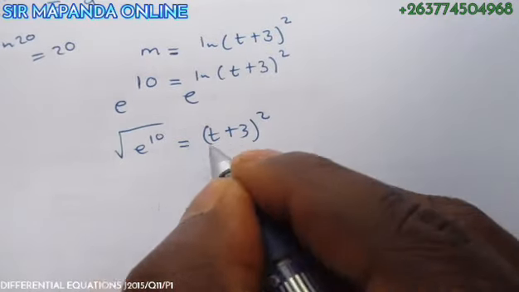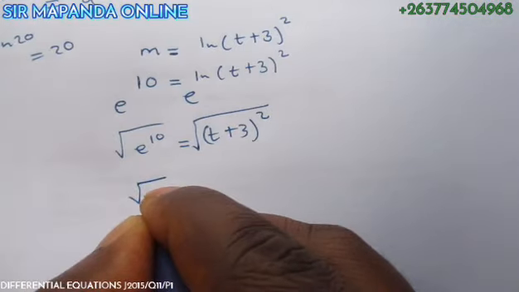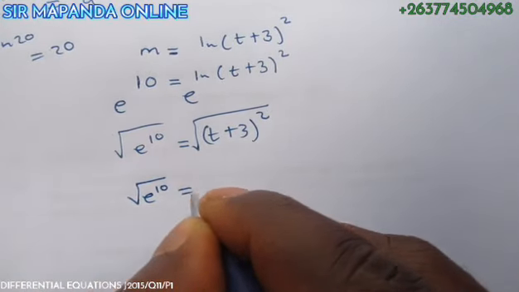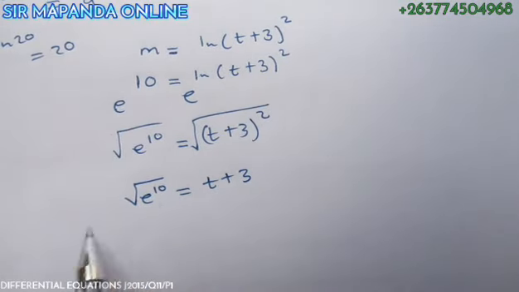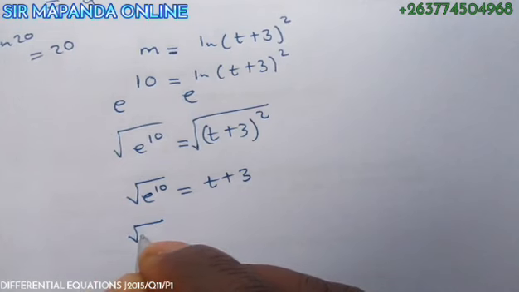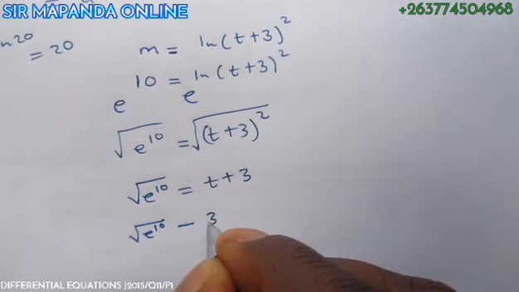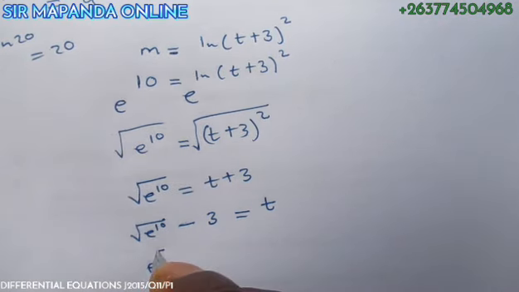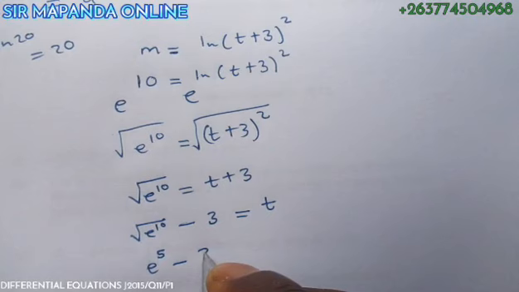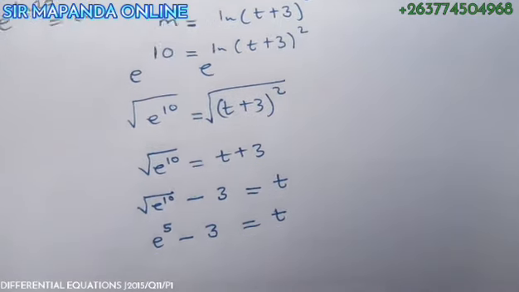Then create square root both sides to get rid of power 2. You get square root of e to the power of 10 equals t plus 3. Then you move 3 to the left. Square root of e to the power of 10 minus 3 equals t. So what is square root of e to the power of 10? You get e to the power of 5 minus 3 equals t, something like this.